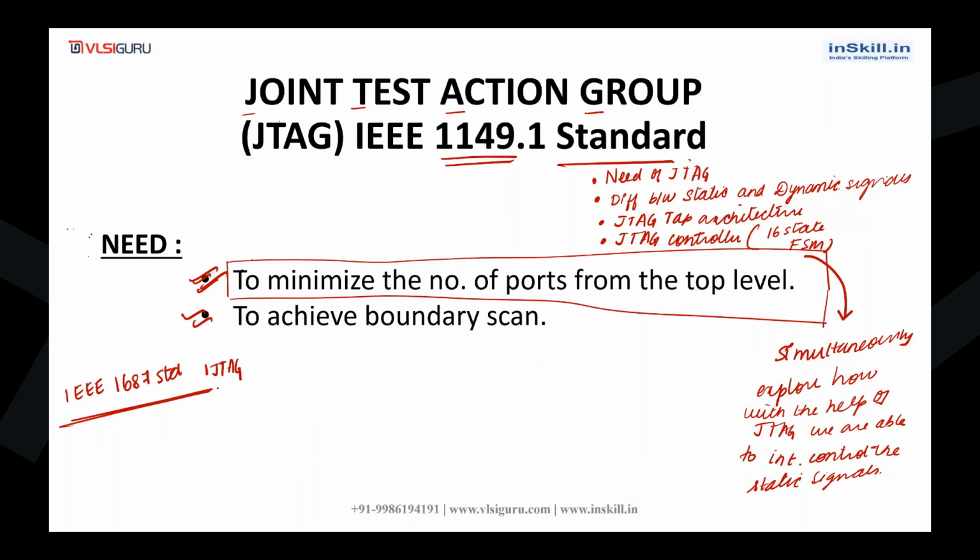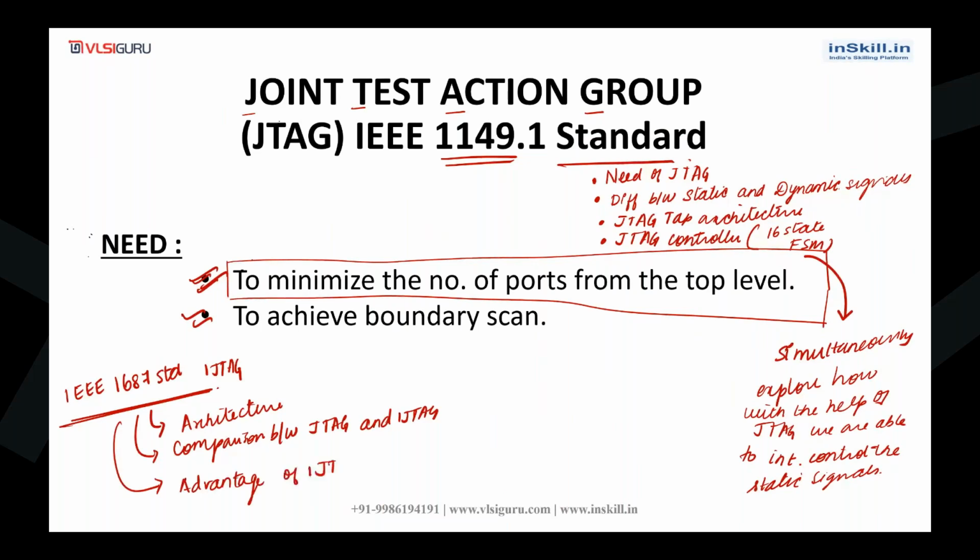We will be understanding the architecture of this IEEE 1687 standard. What is the architecture? We'll try to understand that. We will have a comparison between JTAG and IJTAG, and then we will also see what is the advantage of IJTAG.